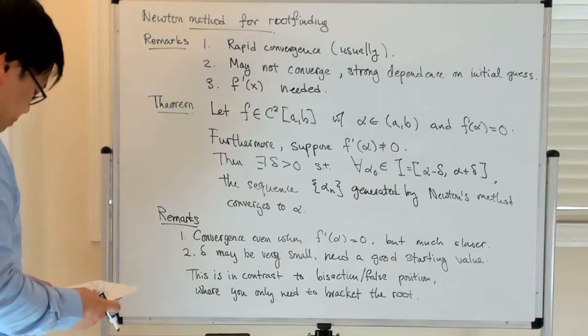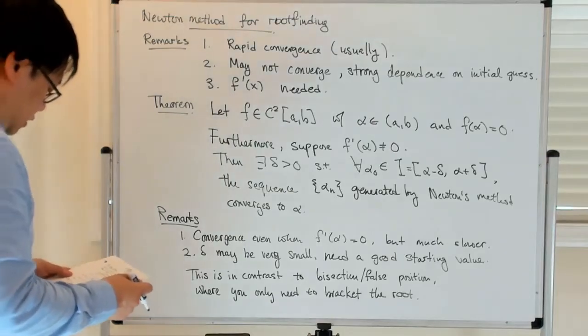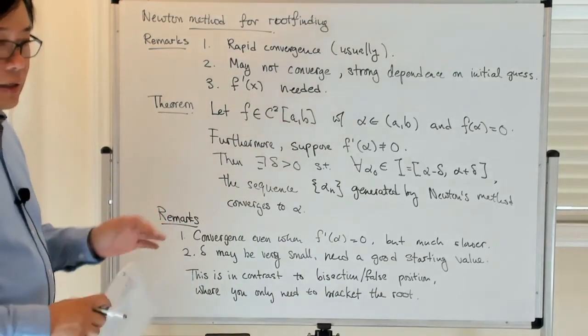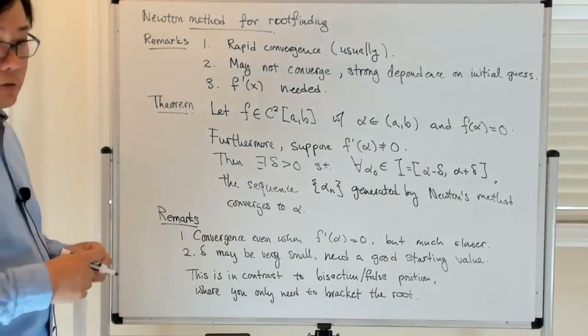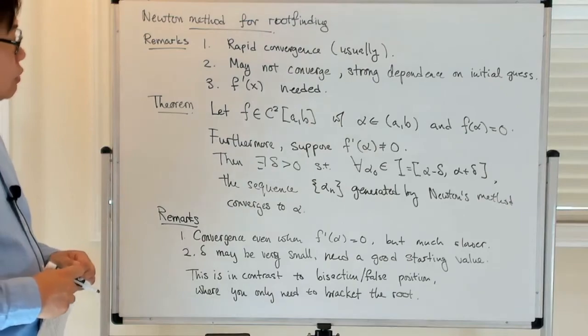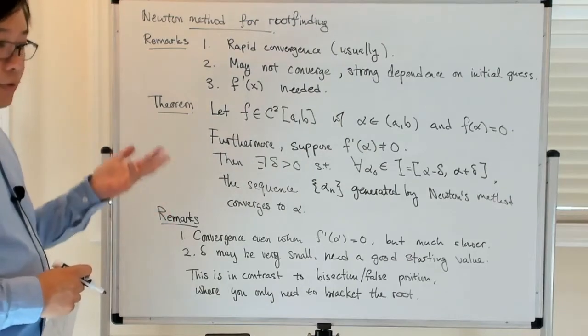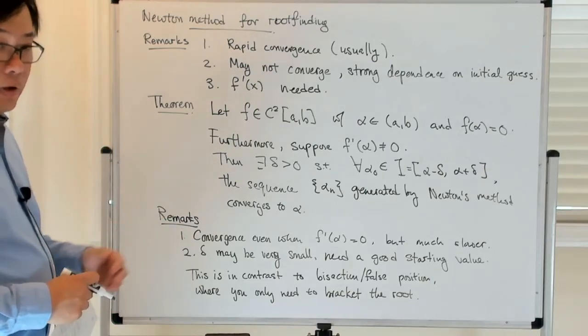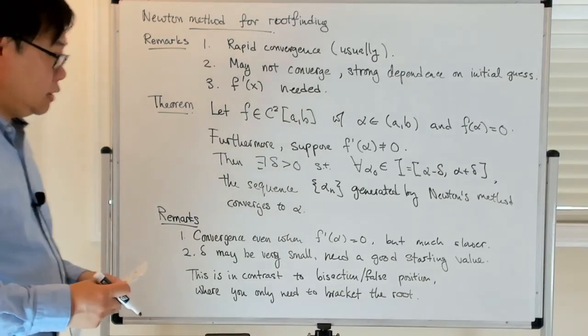All right, so let me just stop here for now. And the next thing we're going to talk about is the secant method, which is a slight variation of the Newton method, where you avoid the need for computing the derivative of the function. All right, so let me just stop here for now.